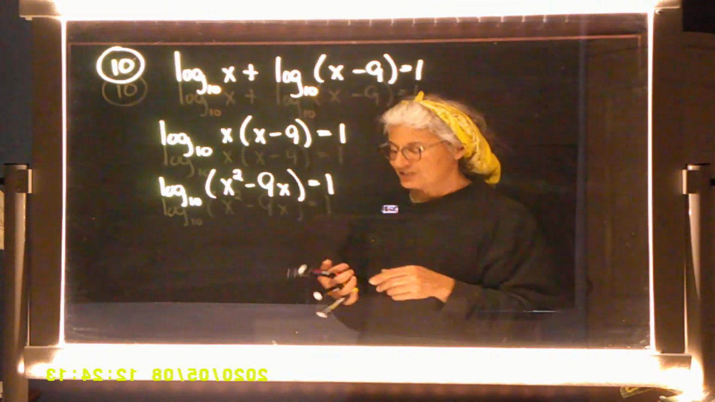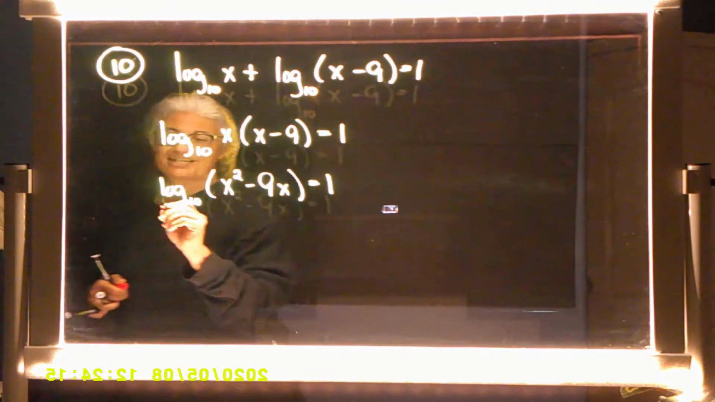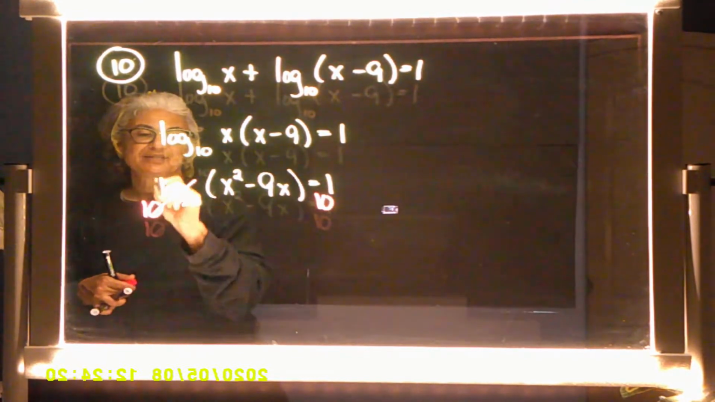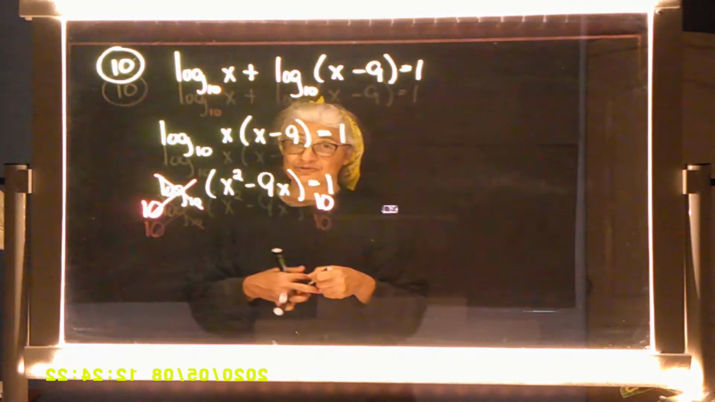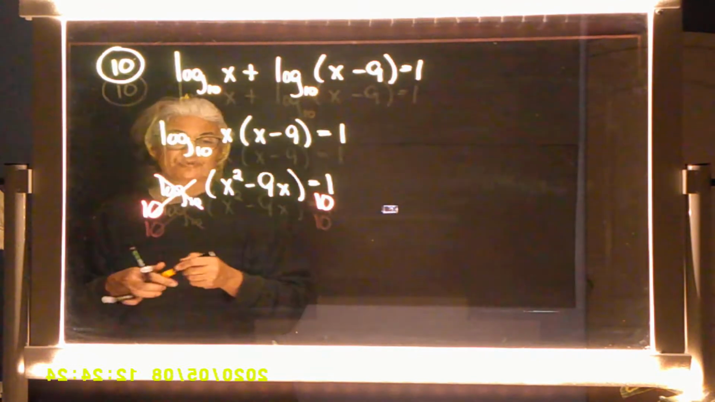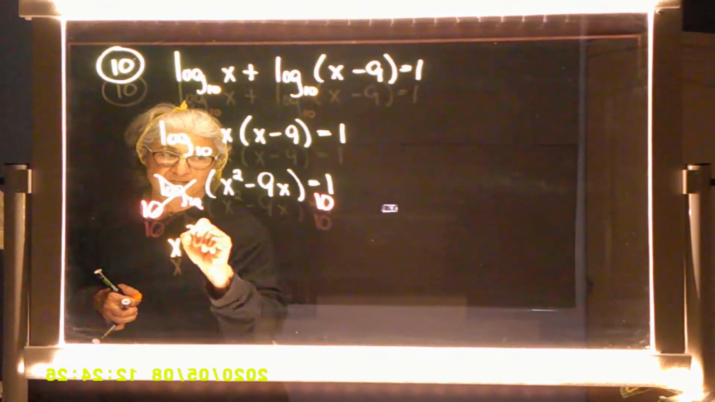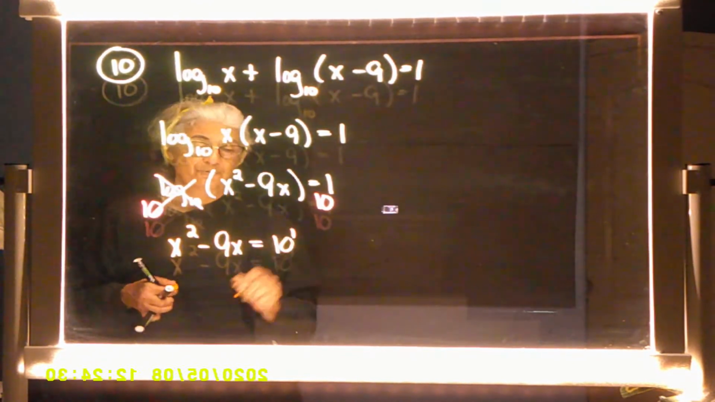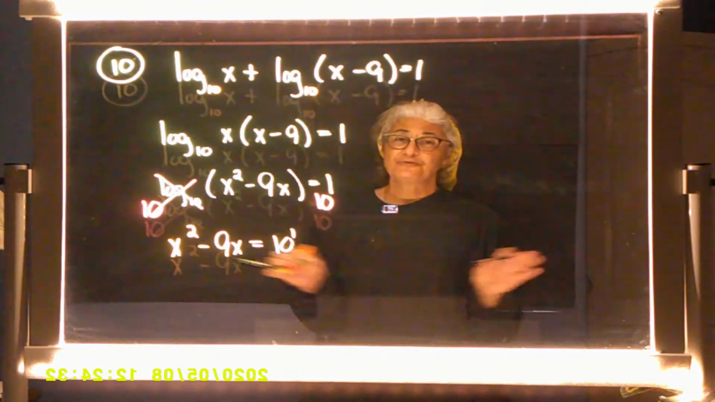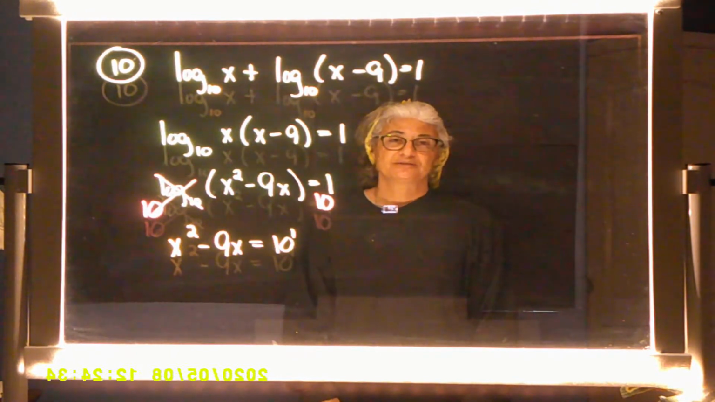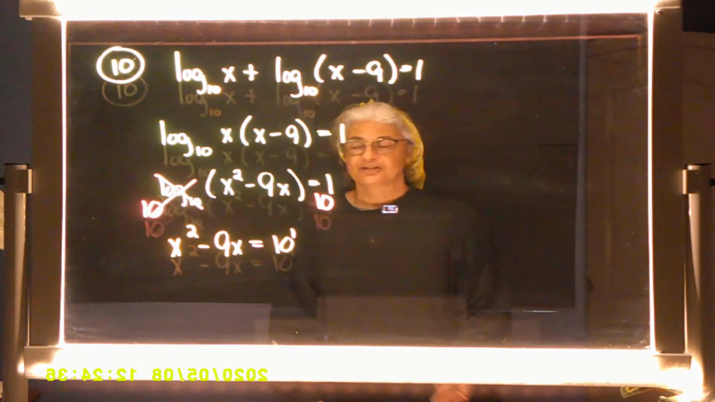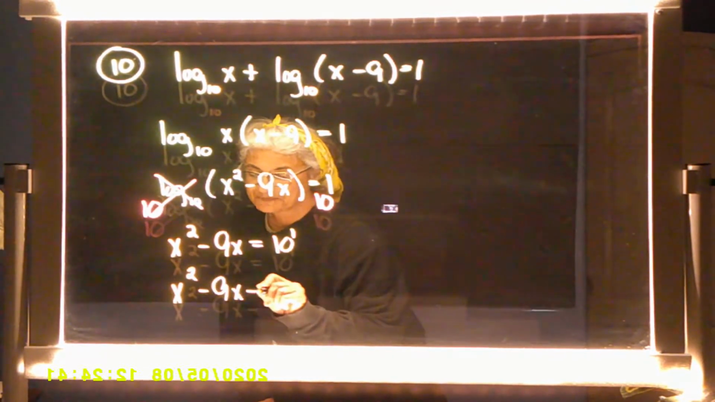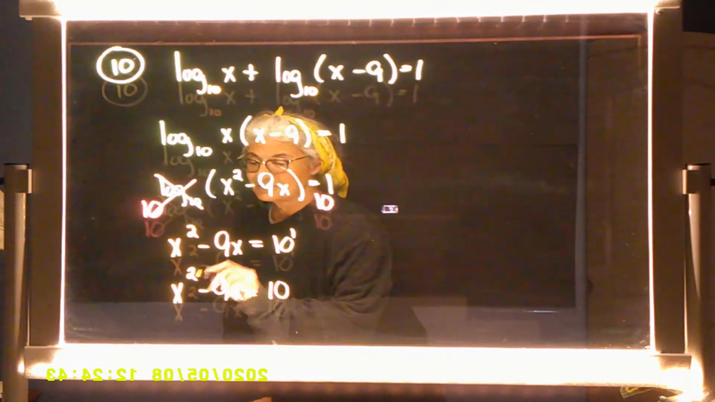Good, an exponential base 10, which means I'm going to take an exponential base 10 to both sides, which means those guys get to cancel, don't they? And what remains is x squared minus 9x equaling 10 to the power of 1. And from here, all algebra. What's 10 to the power of 1? Good, 10.